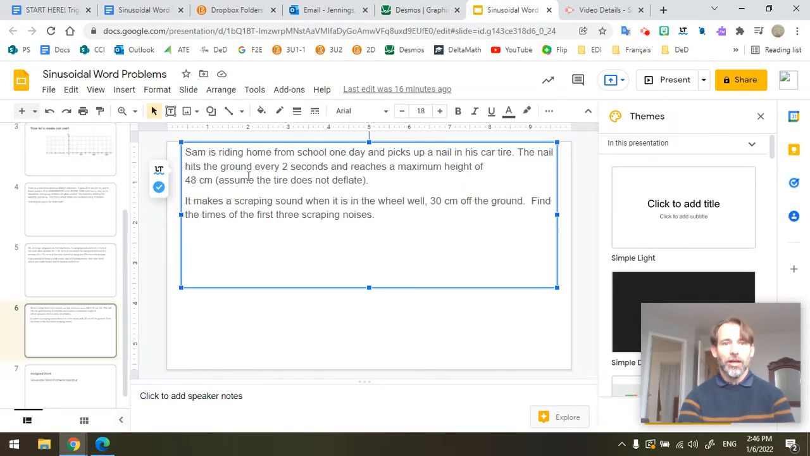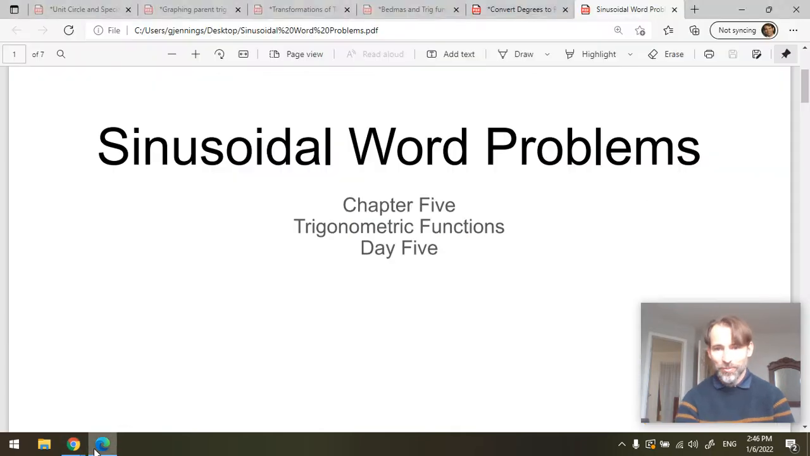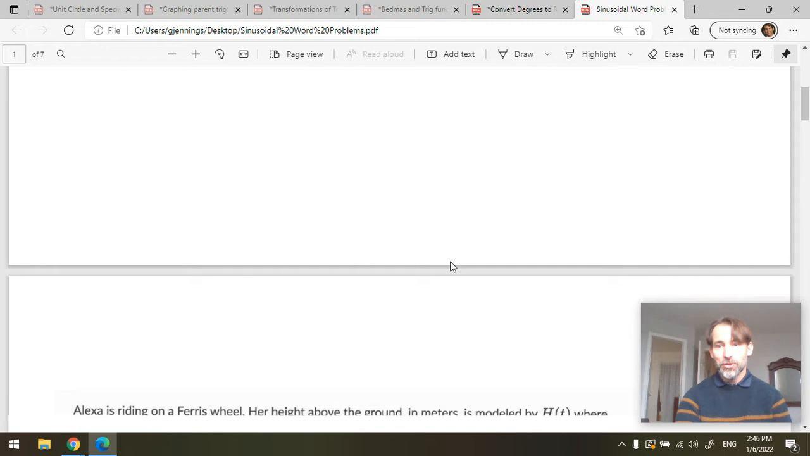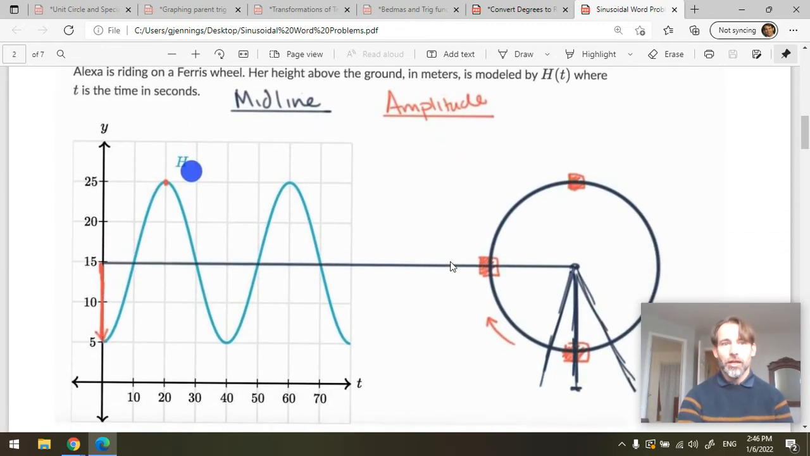Okay, so now we're going to carry on with today's sinusoidal word problems. Sorry, it's taking me a long time to get to this lesson. Okay, so here we go. Day 5. Yeah, right. We're on day 3, and it's been a bit of a rush, hasn't it? But it's the whirlwind tour. So here we go. Continue the whirlwind.